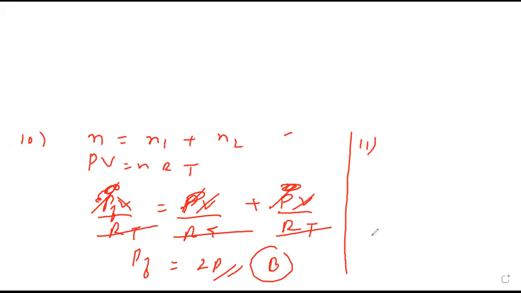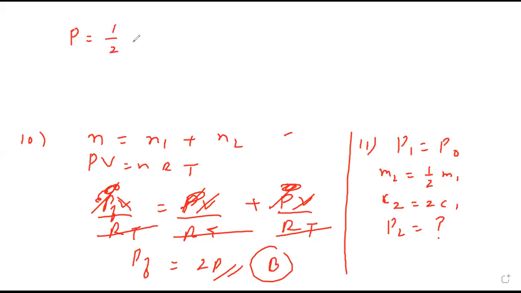Next, a gas at pressure P0 is contained in a vessel. If the masses of all the molecules are made half, and velocities are doubled, then the resulting pressure would be equal to how much? Original was P. What is the formula for P?